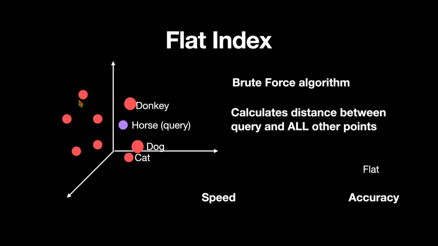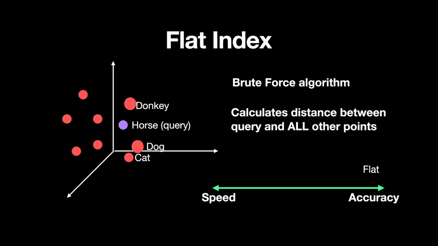For example, we compare against each of these dots and we find out the distance of this vector, or the similarity of this vector, to that of all of these vectors. And then we retrieve the top k, which is predefined. Let's say k equal to 2. In this case, we're going to retrieve donkey and dog, and we're going to return both of them because k is equal to 2.